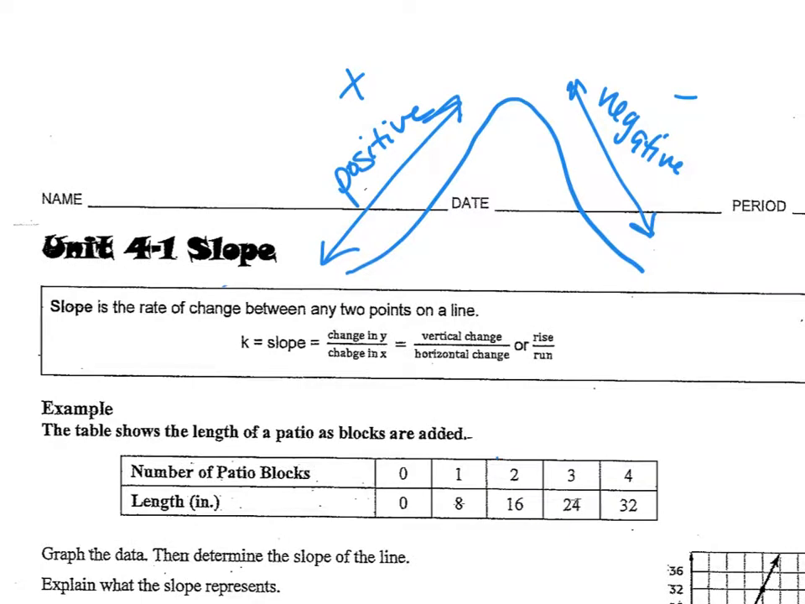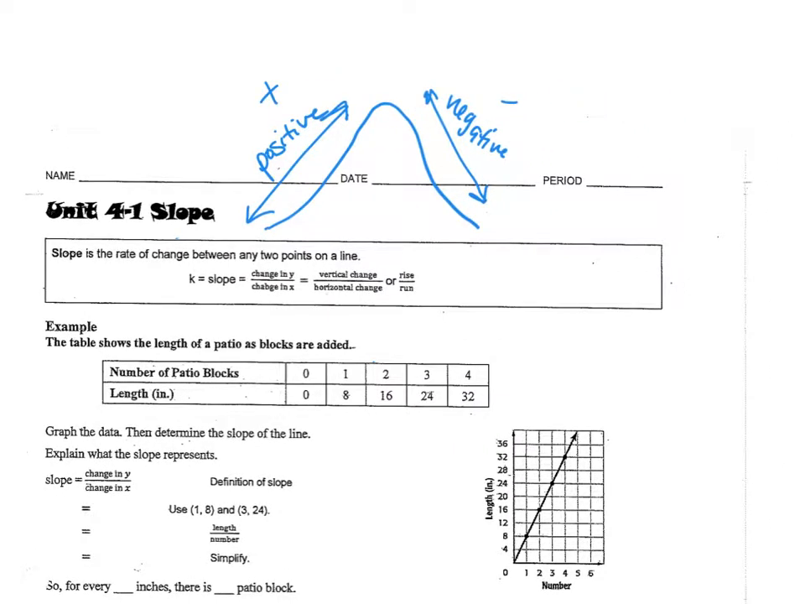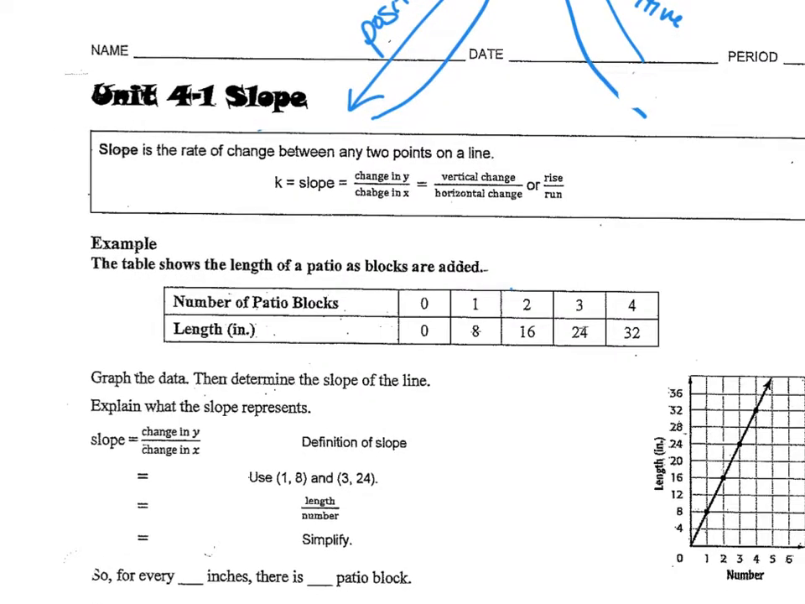So when you're given a graph and you have your line, look at the left side of it. From the left side, this graph is going up, right? From the left side, this one's going down. That's what you're looking at, okay?